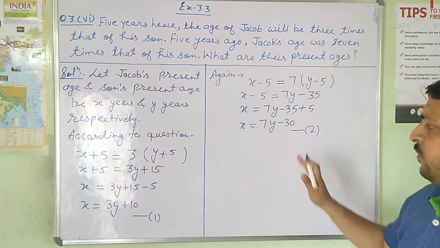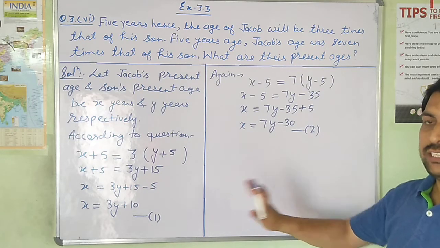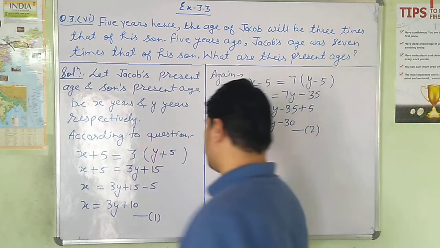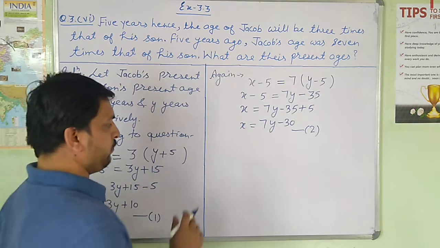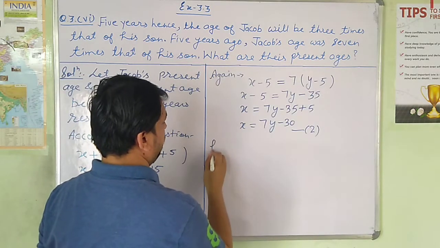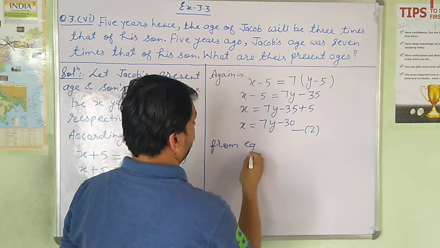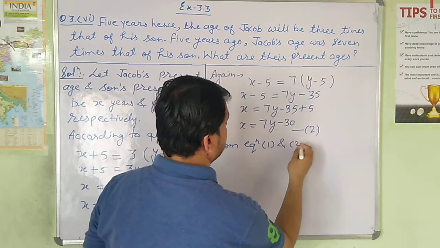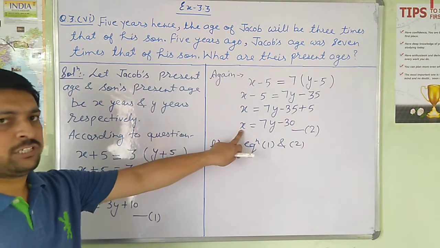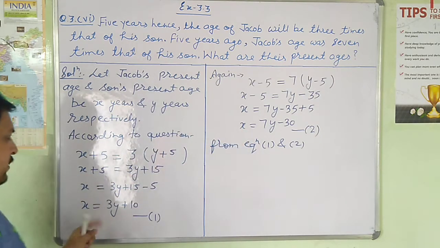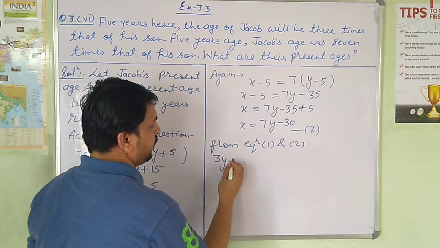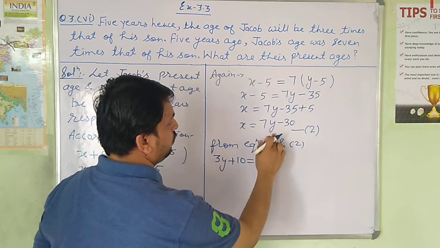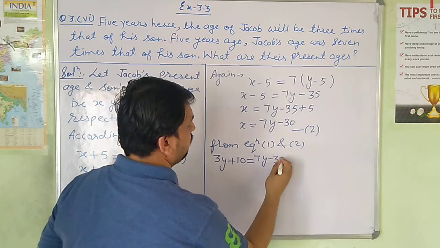Now we can find the values of x and y from these equations. So we are using substitution method. So we can substitute the value of x from equation first in equation number second. So we can write from equation first and second. In second, x was there, but we will put the value of x, that is 3y plus 10. So 3y plus 10 is equal to 7y minus 30.